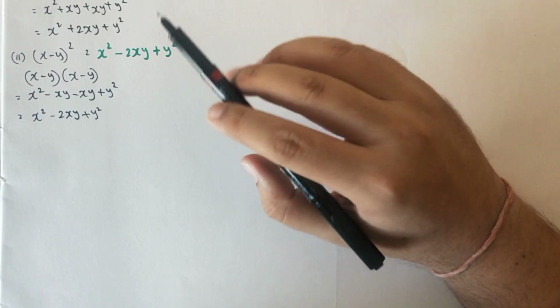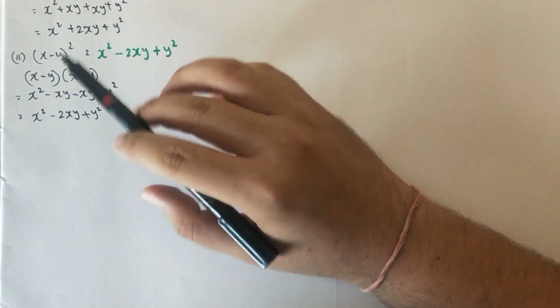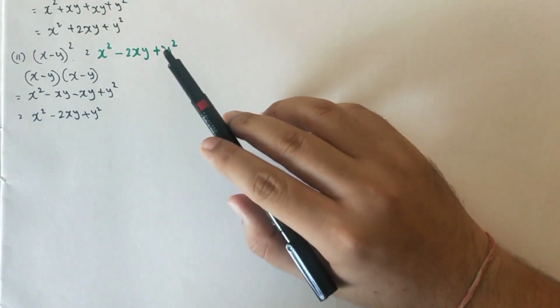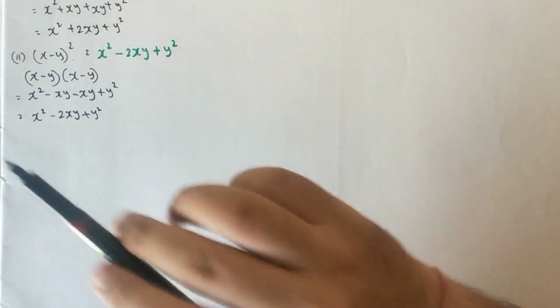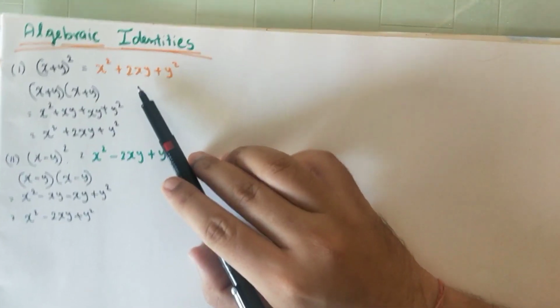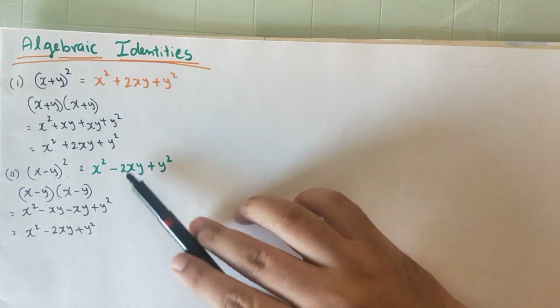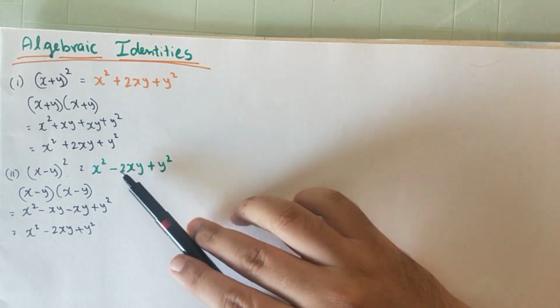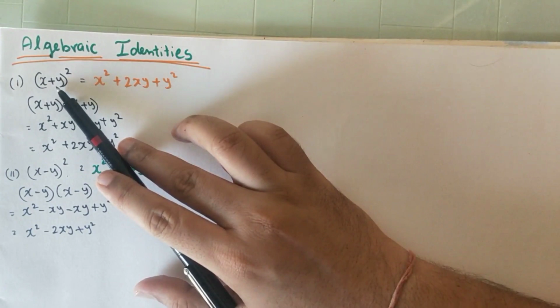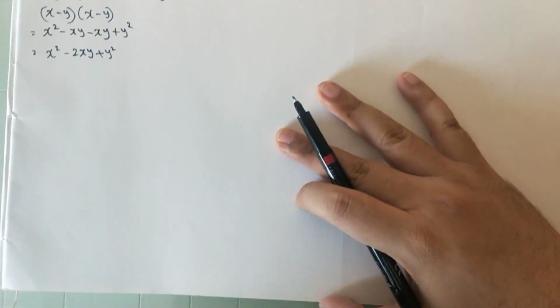So pay very close attention to these. X minus y or x plus y. In both the cases, the square terms are always positive. X square and y square, in both the answers are positive. But only the middle term differs. In the first, the middle term is positive. In the second, the middle term is negative. This follows from the sign in between the two terms. These are my two identities.